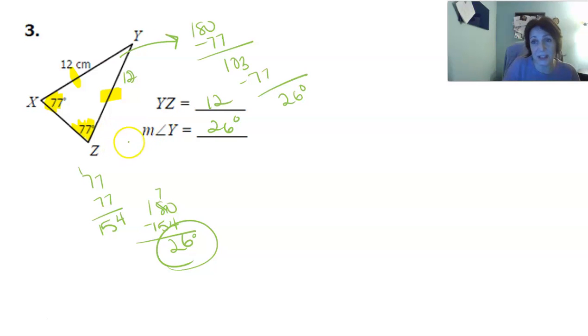Pay close attention to these questions. Remember, if it's two letters, they're asking you about the length of the side. If they're asking you about an angle, it's always going to have the little angle in front of it.